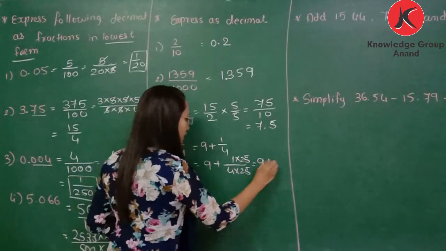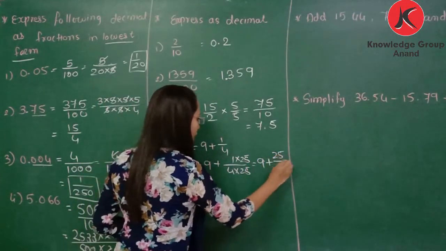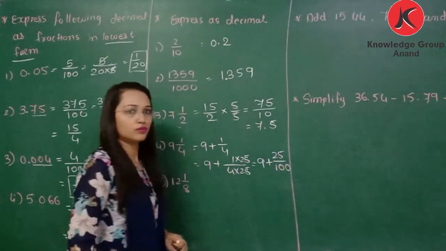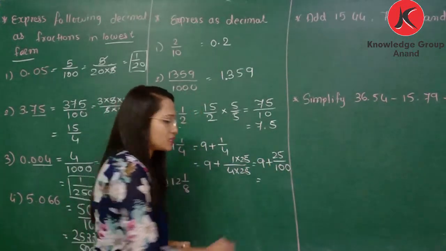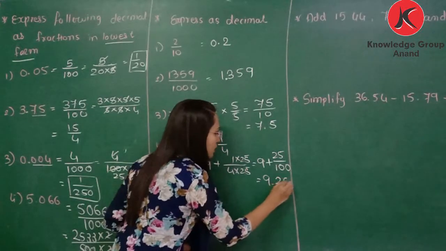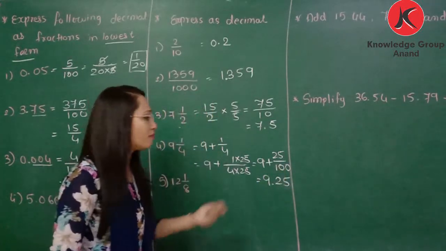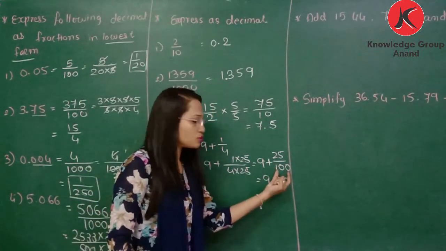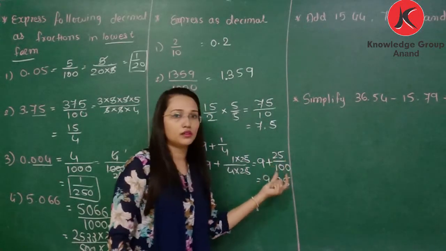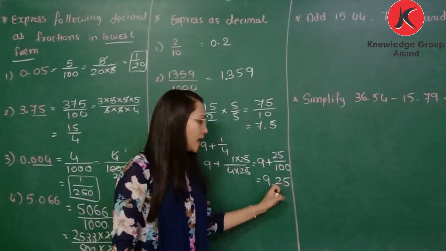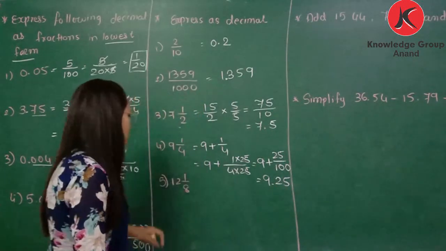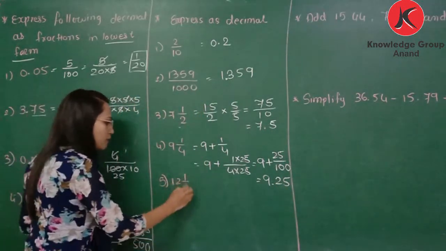Now here we have 9 plus 25 by 100. Okay. So here this number can be written as a decimal, 9.25. Clear? Why? Because there are 2 zeros. So here after the decimal point there must be 2 digits. So it is 9.25. Now next, 12 1 by 8.